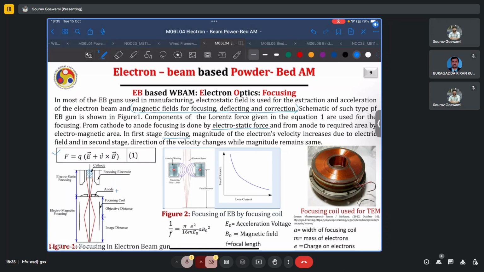The distance from the anode to the maximum beam diameter is called the objective distance, and the distance from this plane of maximum diameter to the target surface is called the image distance. We also have helpful equations here which can help us predict or determine the focal distance given the other parameters.